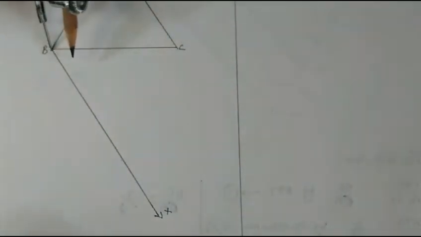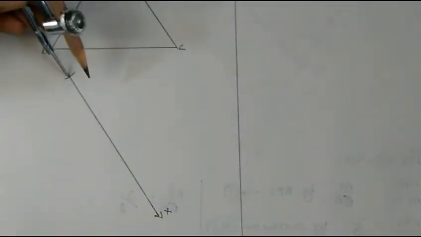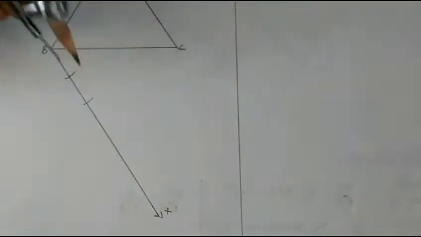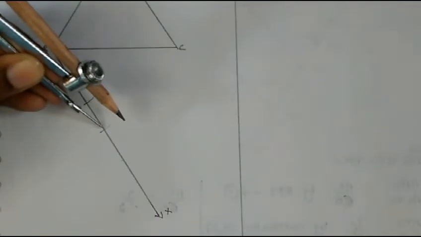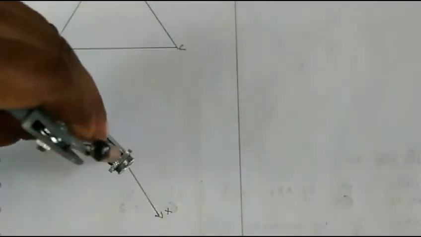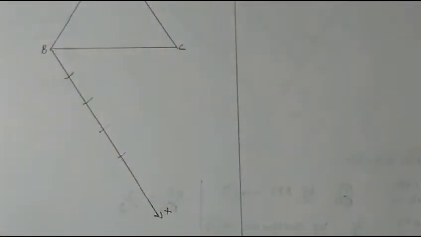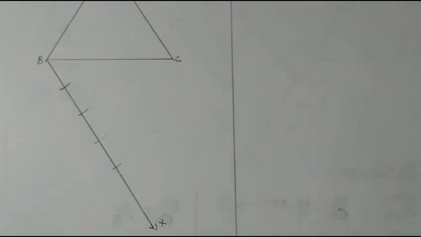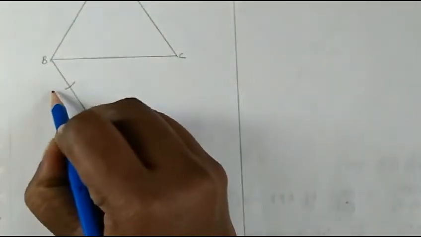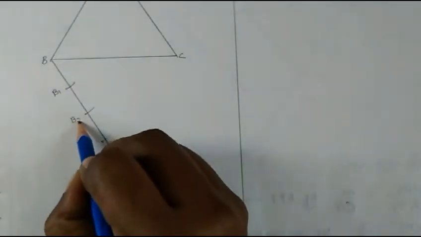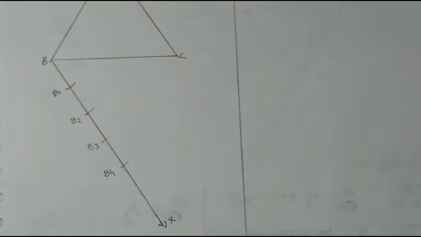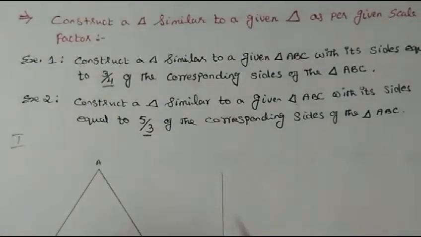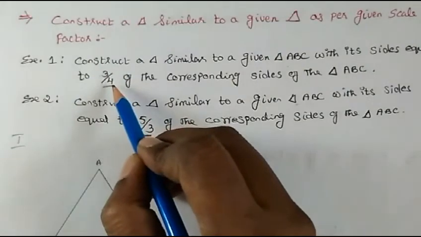Keep your leg on point B. 1, 2, 3, 4. Once we have finished 4 parts, name them. Since this is B, we name them B1, B2, B3, B4. So first you see which is the biggest number, and that many parts we divide.